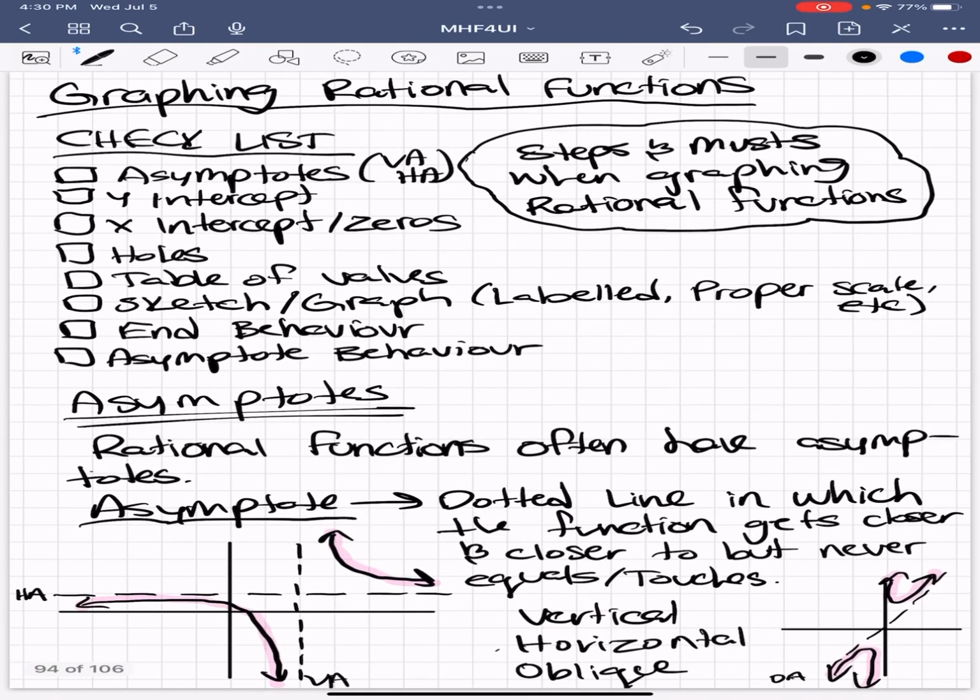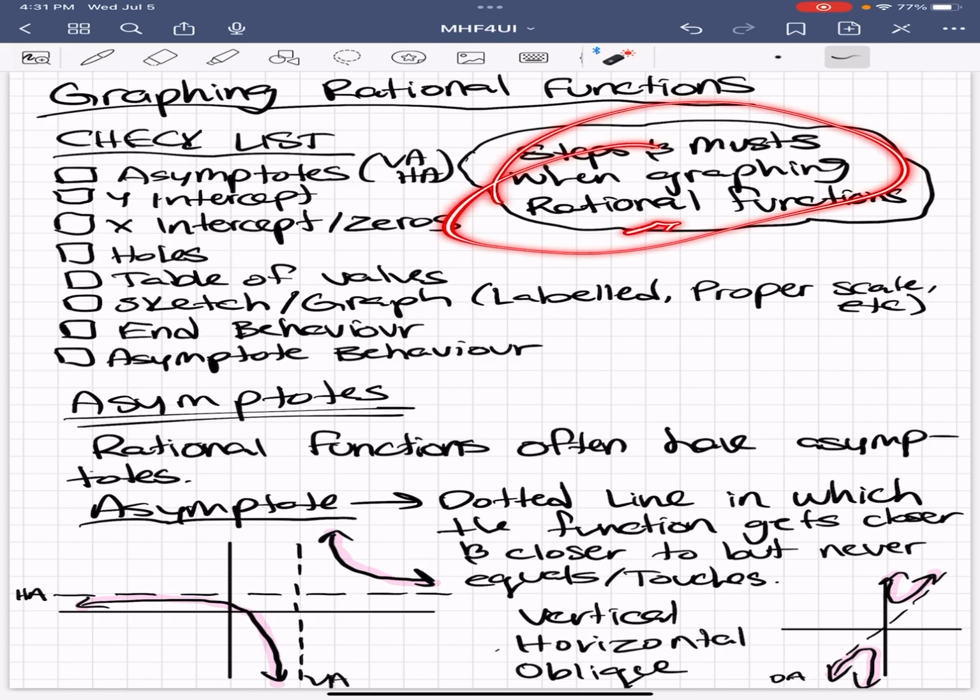So let's get started. Right now we have the steps and musts when graphing rational functions. It's this entire list right there. We're going to need asymptotes, vertical asymptotes and horizontal asymptotes, y-intercept, x-intercept and zeros, holes, table of values, the sketch and graph, which will need to be labeled with proper scale, and then we're going to do end behavior and asymptote behavior, which is fairly new. And I'm going to do my best to explain them to you.